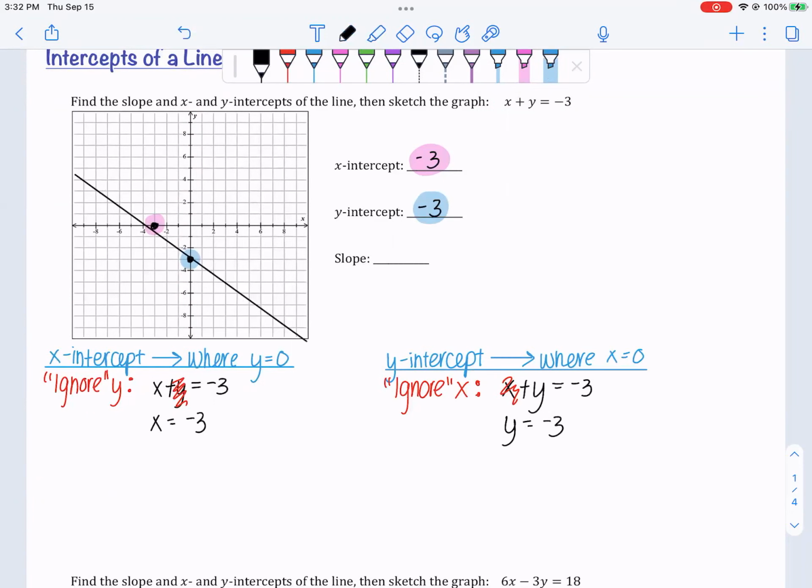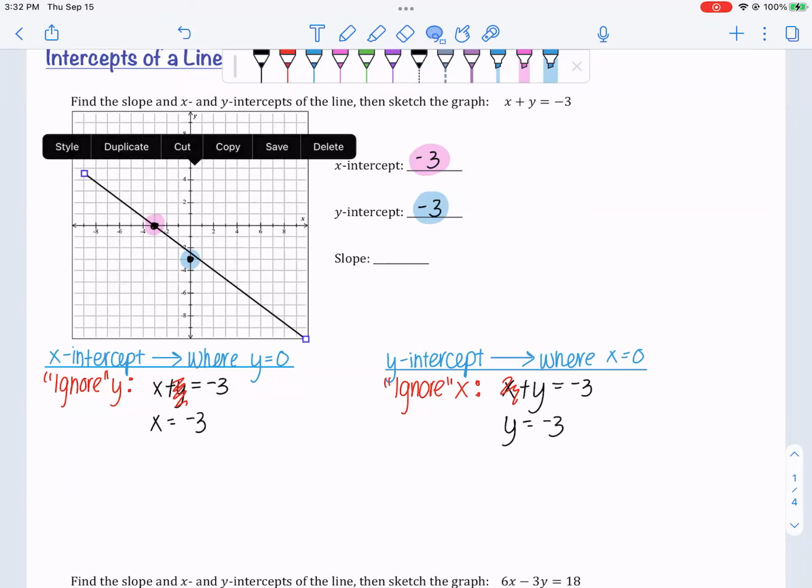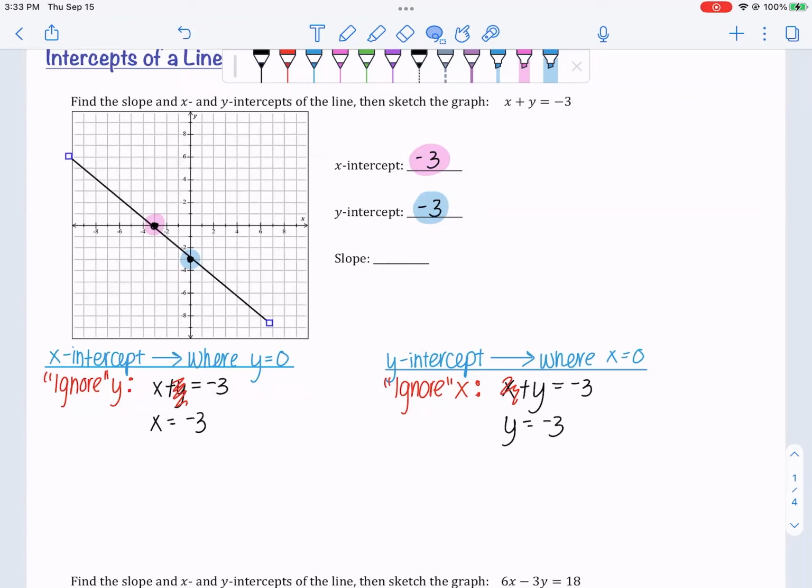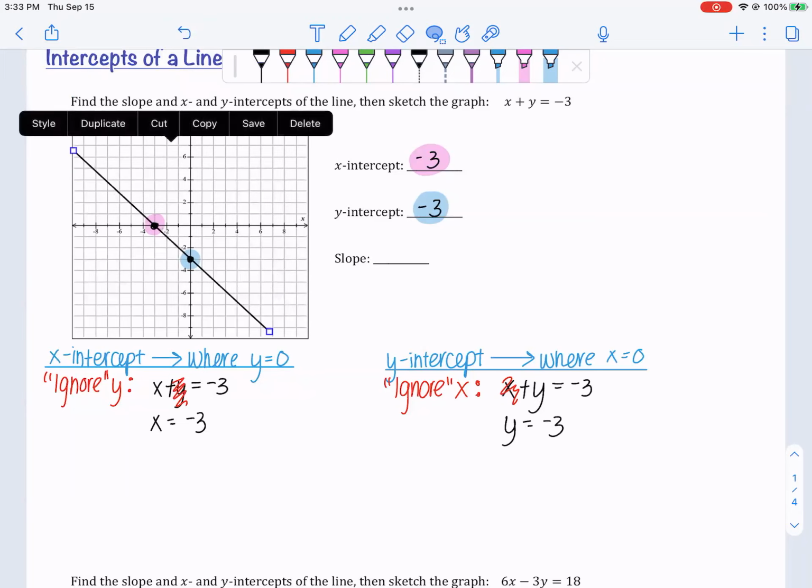We can plot a line. I didn't do a great job of plotting this line. You know, do your best. Good enough there. I can draw this line, and bam, we've sketched it.